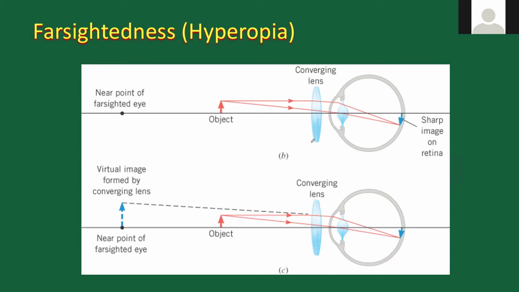The converging lens basically forms a virtual image of near objects at the near point of the far-sighted eye. So the actual near point is 25 centimeters, but because of the disorder, now the near point is far from the actual near point. So it's here. And this converging lens forms the image of this near object at this near point of the far-sighted eye, which allows the lens to converge the image at the retina.